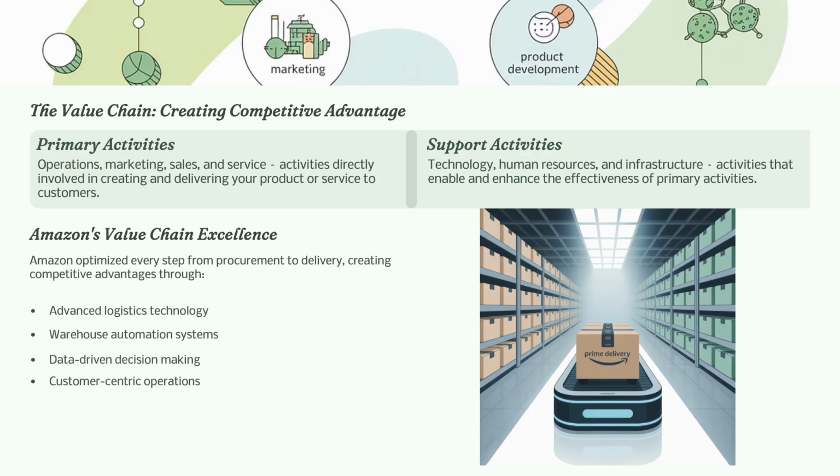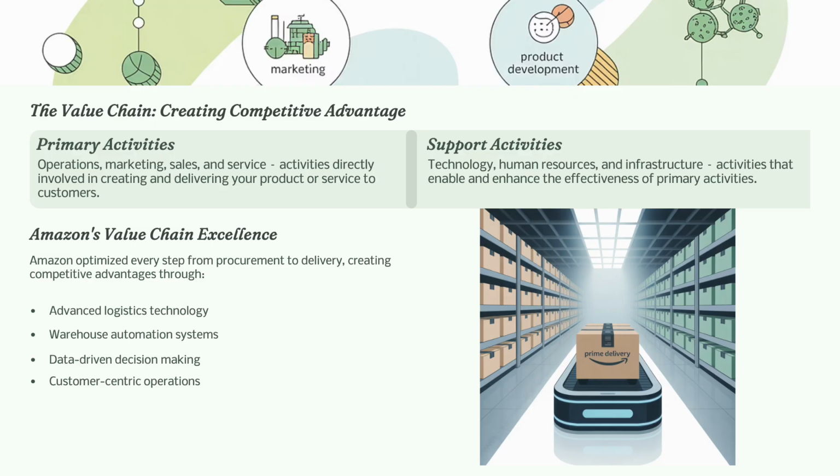They start with procurement, negotiating great deals with suppliers. Then comes inbound logistics, getting products to their warehouses efficiently. Operations involves managing inventory and processing orders. Outbound logistics is their incredible delivery system. Marketing and sales happen through their website and recommendations. Finally, service includes customer support and returns.